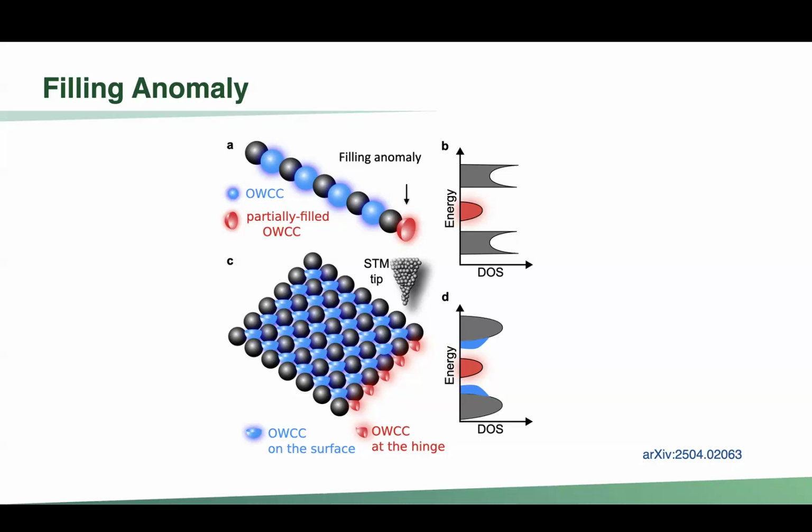Now, this can happen in different ways. It can happen at the surface, for example, here we have an atomic chain, and we have the filling anomaly at the end of the chain. Or here we have it in a hinge. So our filling anomaly can be at the surface or the corner, or also at the hinges, and this is going to be the case of nickel disulfide that I'm going to talk about now.